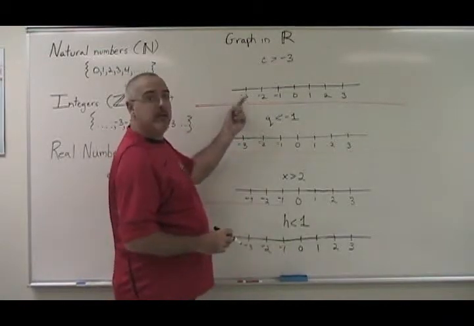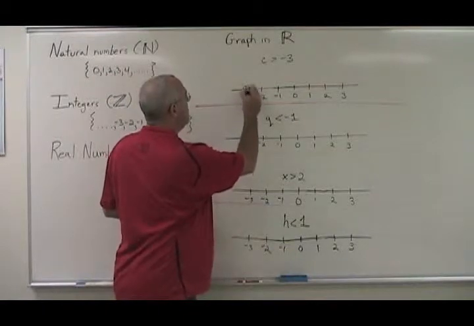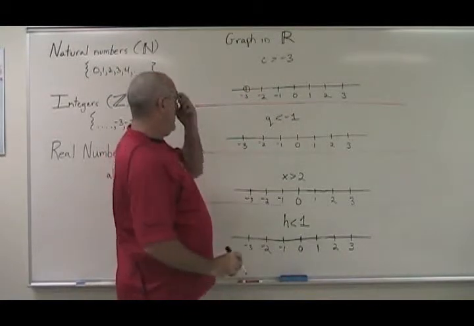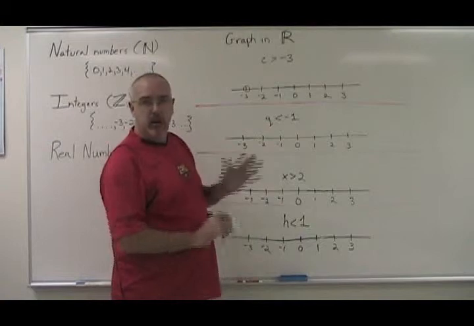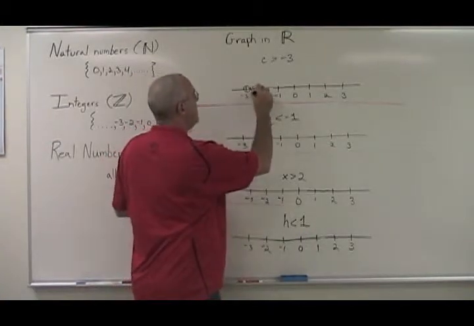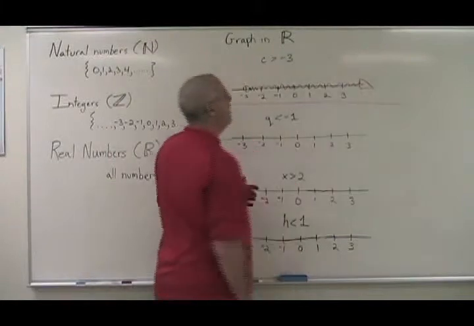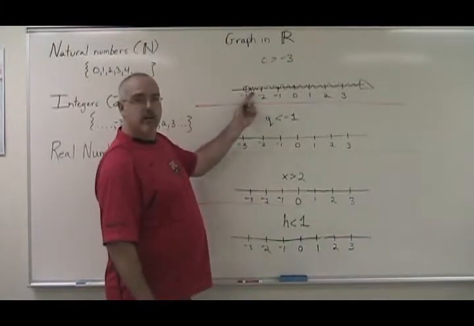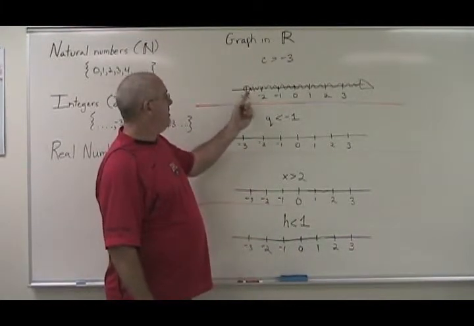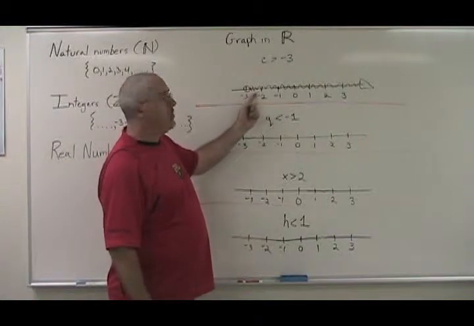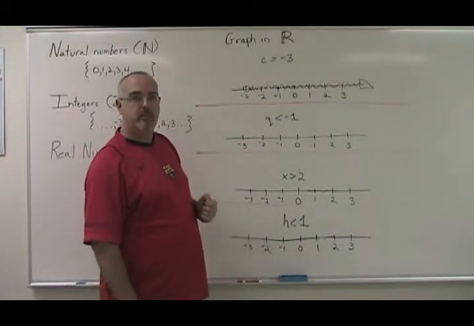This number isn't. What we do is we put a circle on it, but we don't fill it in. That open circle means that negative 3 is not part of the answer. And then we shade from there to the right, going on forever. And this tells the person who reads the graph, negative 3 is not part of the answer, but all these numbers in between are part of the answer.